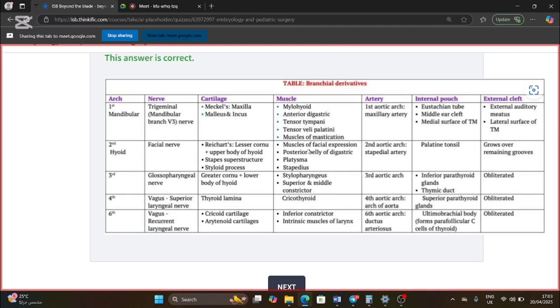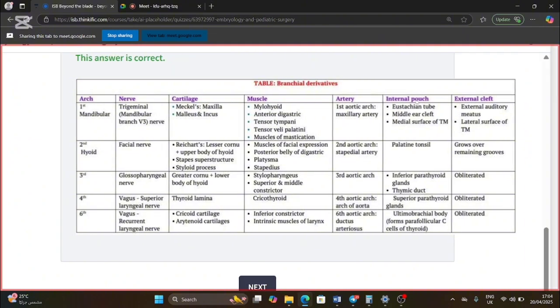The muscles, all of those muscles that are supplied by the facial nerve: muscles of facial expression, posterior belly of digastric, platysma, stapedius. The artery associated with it is the stapedial artery, the second aortic arch, and the internal pouch, the second, gives rise to the palatine tonsil. The external cleft doesn't give anything, the second, right?